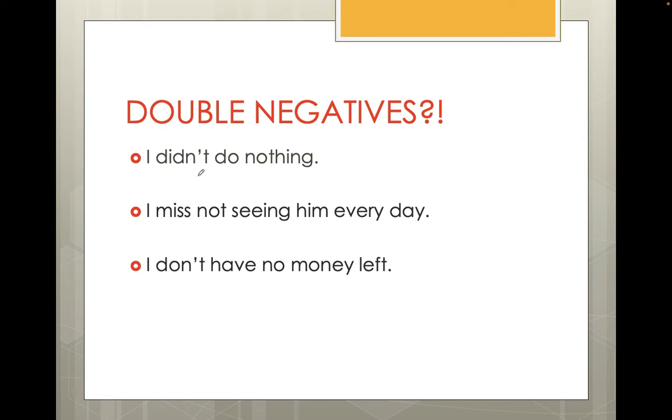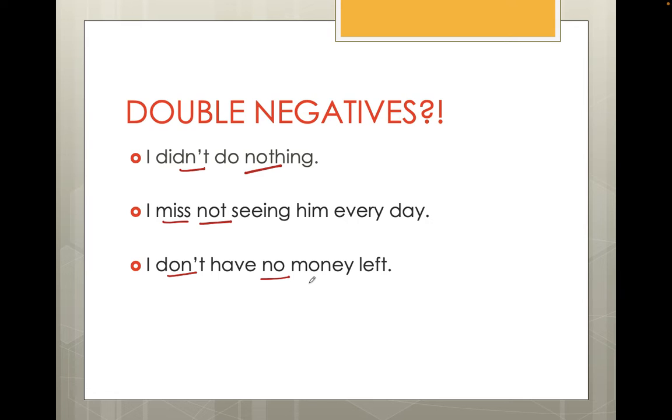So for example, these are just a few sentences that you might have heard that have double negatives. If you say, I didn't do nothing, those are two negatives, which actually means you did do something. If you say, I miss not seeing him every day, miss and not are the two double negatives that cancel out. And if you say, I don't have no money left, those are your two negatives that cancel out to make a positive, to mean you actually do have money left. Same idea applies to math.